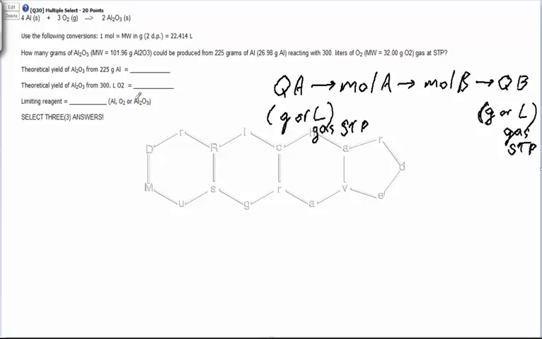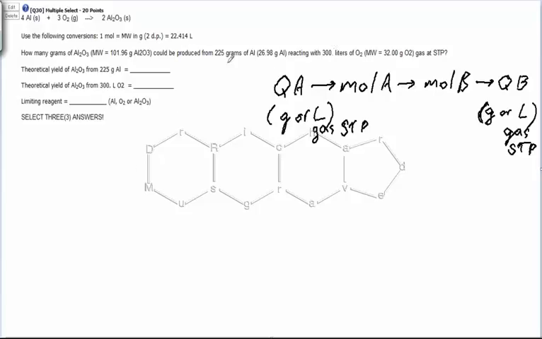This problem here is a combination of a limiting reagent and a theoretical yield problem. Now if you look at what the question says, how many grams, and it's important that you read this part here, how many grams of Al2O3 could be produced from 225 grams of Al reacting with 300 liters of O2. Now what you've really got to understand here is that we've got a limiting reagent problem going on here because we've got to figure out which of these is actually going to produce the least amount of Al2O3. So let me show you how you might go about this.